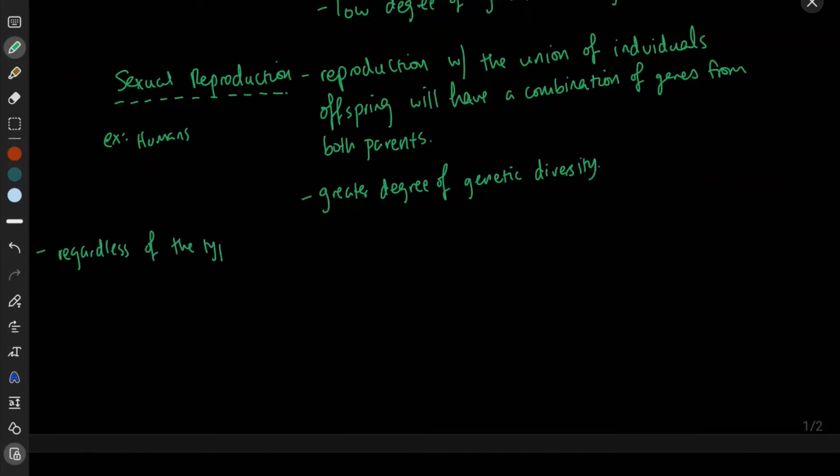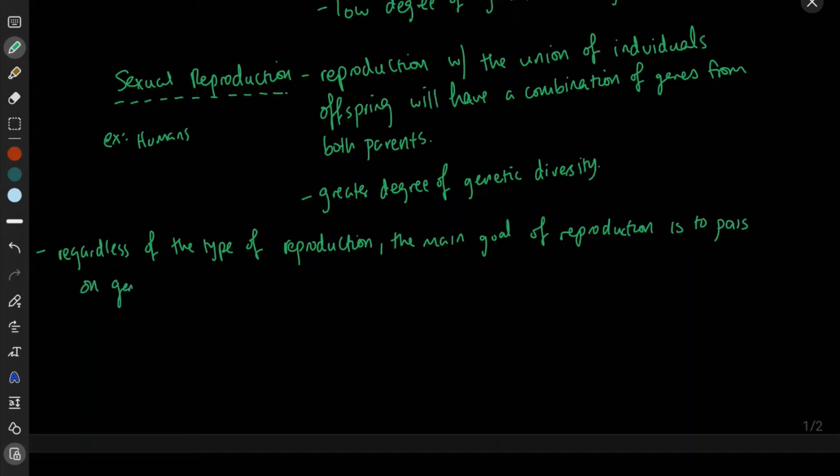Now, an important thing to note is that regardless of the type of reproduction, the main goal of reproduction is to pass on genes to the next generation. That's the ultimate goal, right? So the ability to reproduce ensures that you have the ability, from one generation of organisms to the next, to pass on that genetic information.